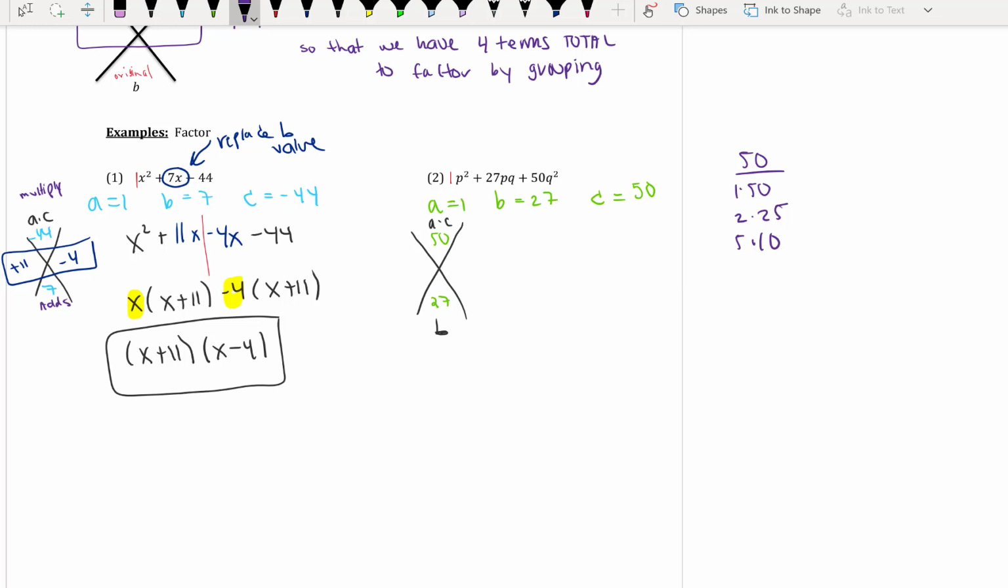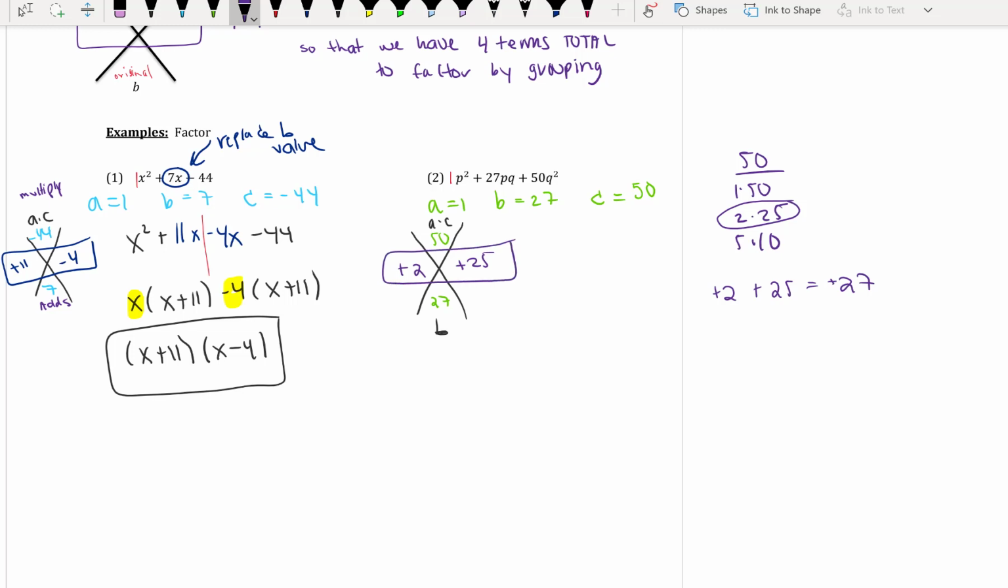And those are going to be all of my factors of 50. So I want a combination that's going to add up to 27. The only combination that's going to work here is 25 plus 2. That is going to give me 27. So since I want a positive 27, a positive 2 plus a positive 25 is equal to my positive 27. So I'm going to write this as a positive 2 and a positive 25.